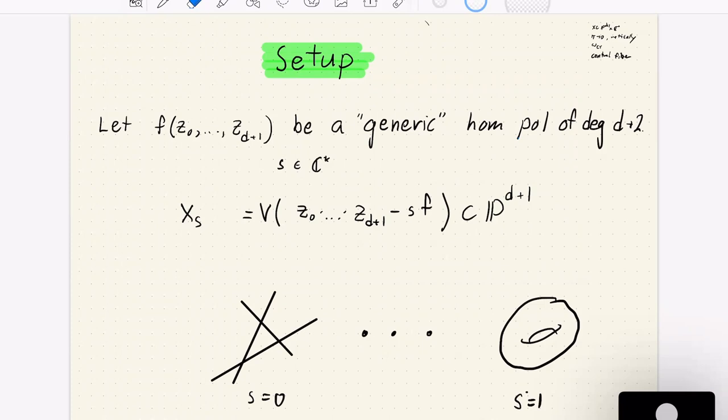So we're going to fix a generic homogeneous polynomial of degree d plus 2 in d plus 2 variables. And then we fix a number s, a non-zero complex number, and then we look at the zero set in P^{d+1} of this equation here. You see I used my polynomial f here, and then I have this product of the coordinate functions as well. And I call this X_s.